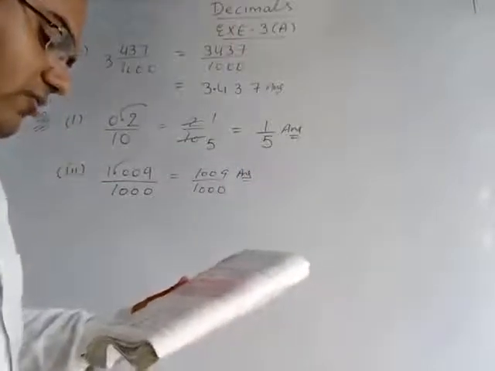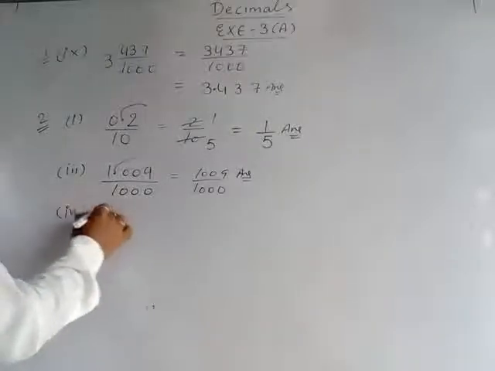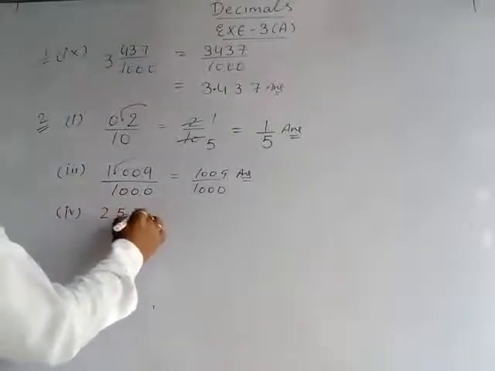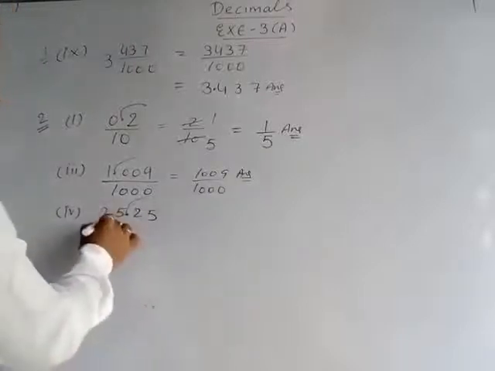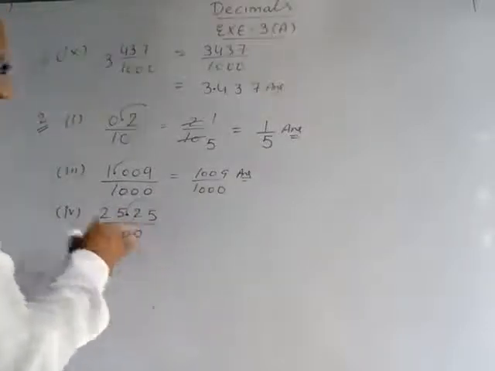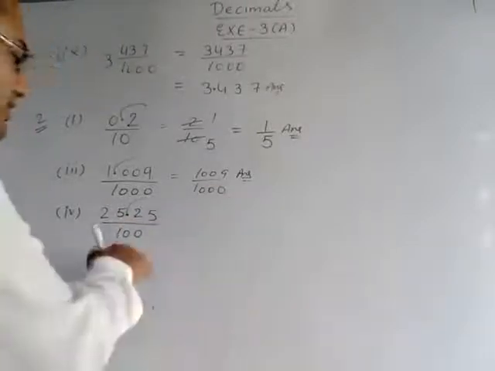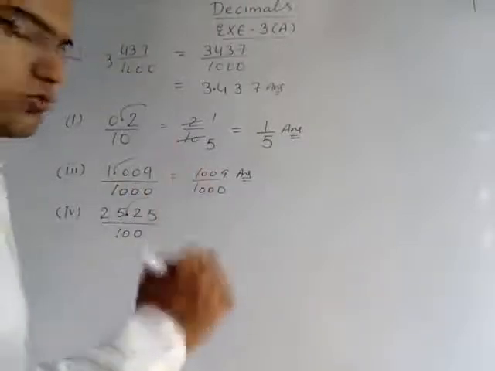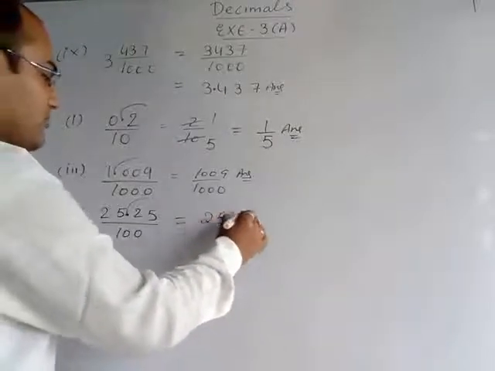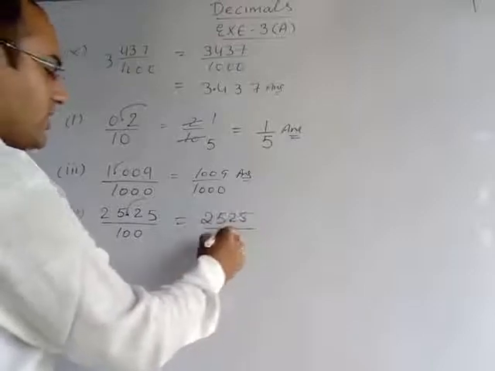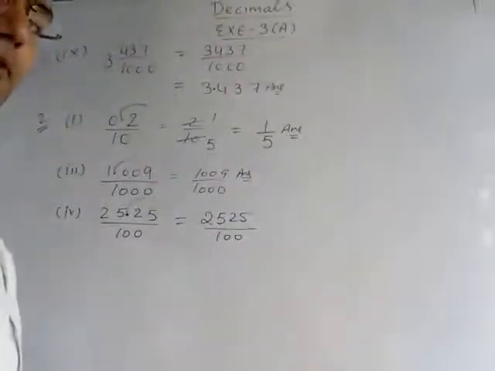Now see one more, part number 4. 25.25. First we will remove the decimal and in the denominator we will take 100. Why we will take 100? Because on the right side of the decimal 2 digits are there. That's why I will add here 2 zeros. Now 2525 upon 100. We have to cancel these numbers with the same table.